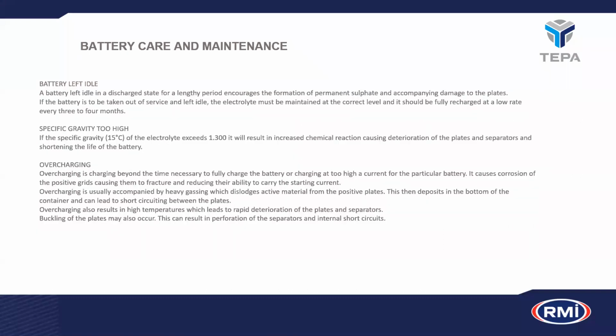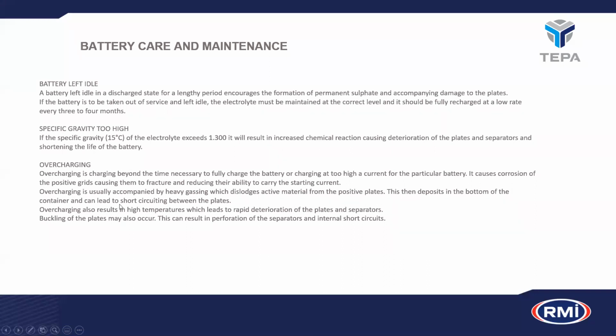Thus it renders the battery useless in its form. So leaving a battery idle for a long period of time, we spoke about that. If the specific gravity at 15 degrees is too high and exceeds 1.3, it'll result in a chemical reaction. And so that's what happens when you add acid to a battery, as opposed to adding distilled water to a battery when the electrolyte level is too low.